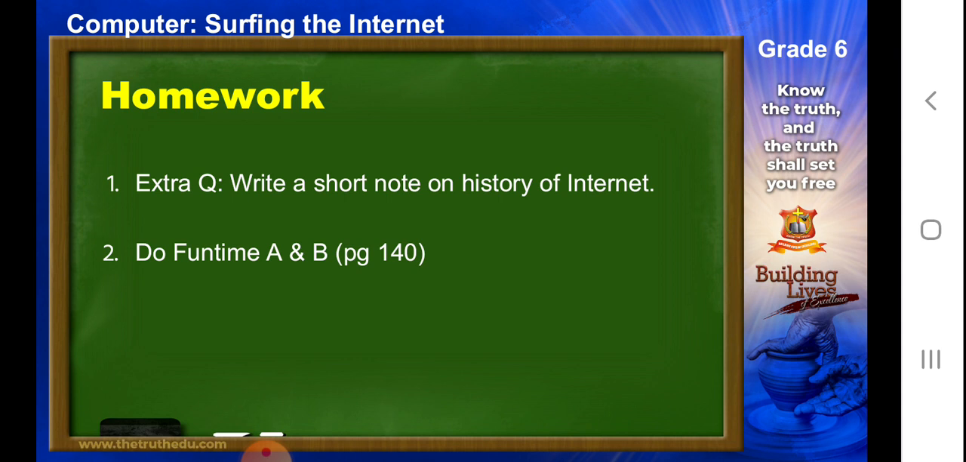Next, we are going to do fun time on page number 140. Now you can see there are 2 questions here. The first is to identify the logo. These logos are very common. You have been using, or you would have seen this logo some way or at some place. So it will help you to identify which are these logos.